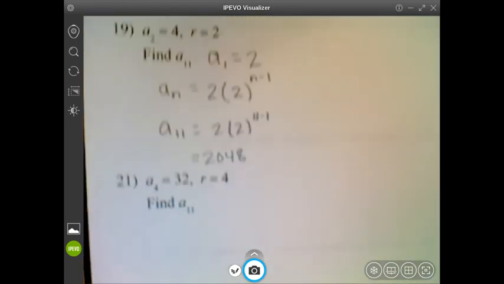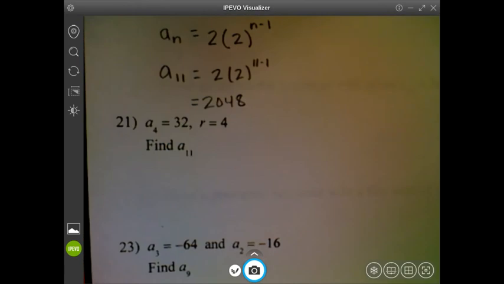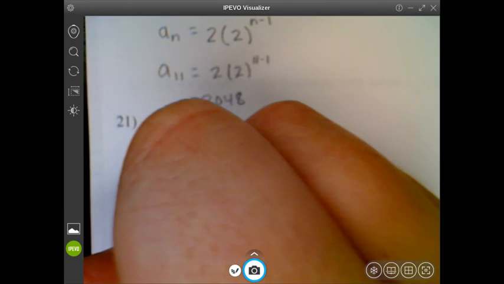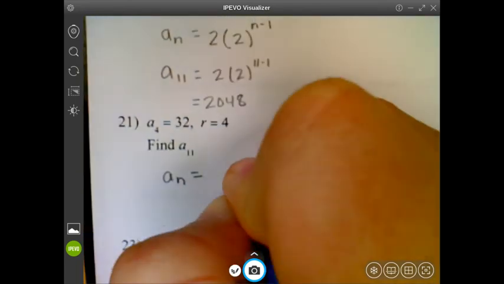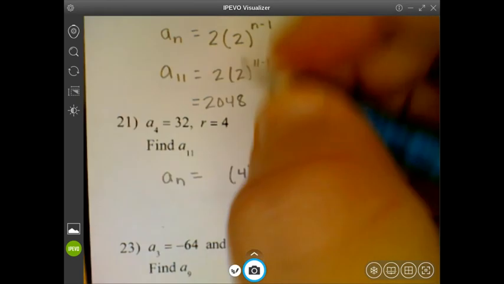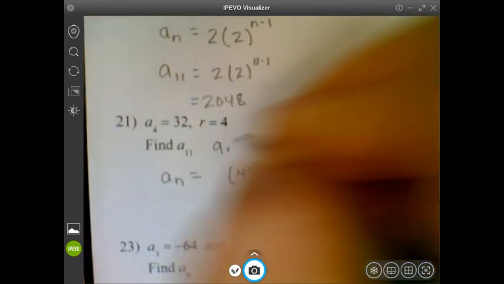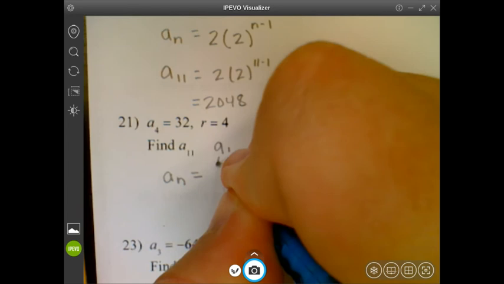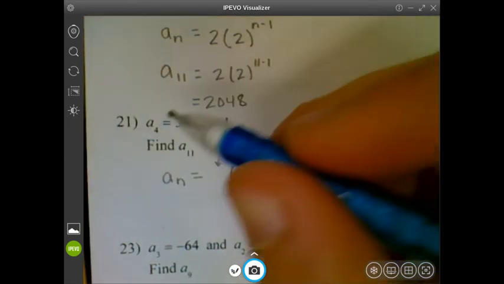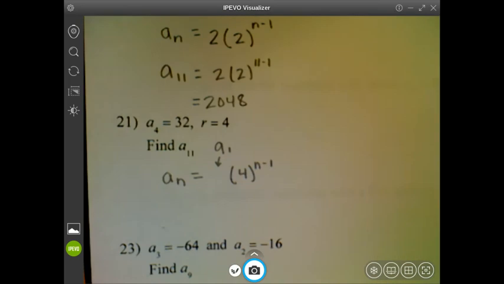All right, up next, we have a sub 4 equals 32. r equals 4. Find a sub 11. So once again, we're going to write the equation, a sub n. We don't know the first term, but we know it's going to be 4 to the power of n minus 1. So what we need to do is figure out what is the first term so that we can put that number in there. And this one's a little bit harder than the last one because the last one we had the second term, where this one we have the fourth term.